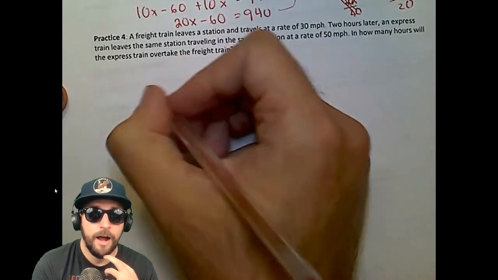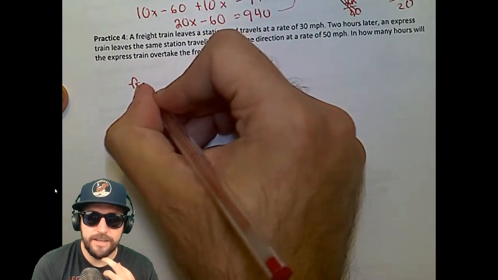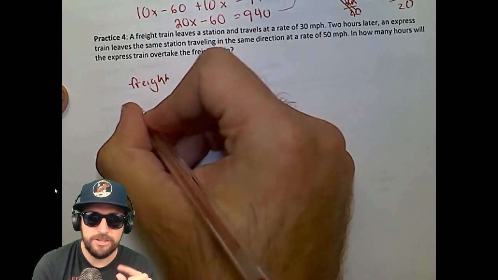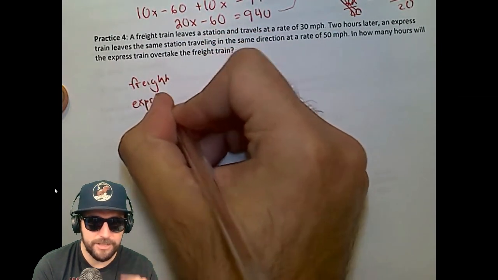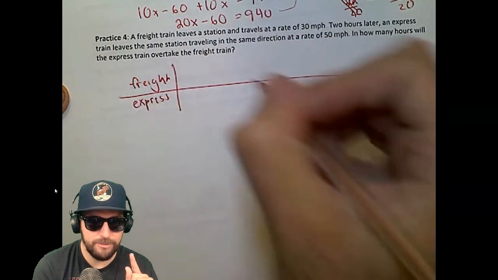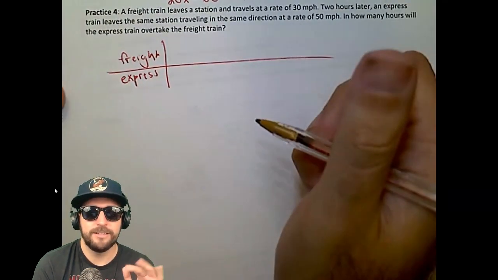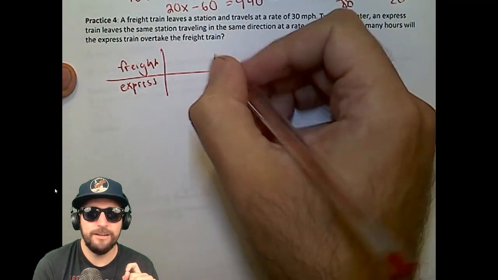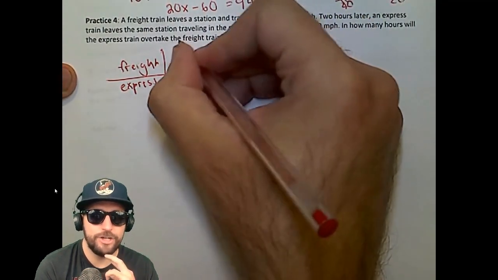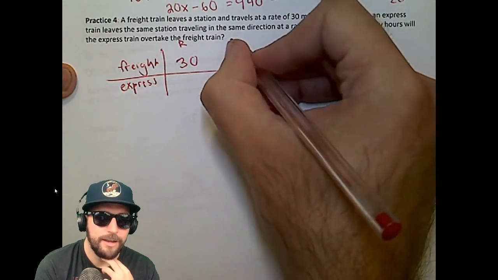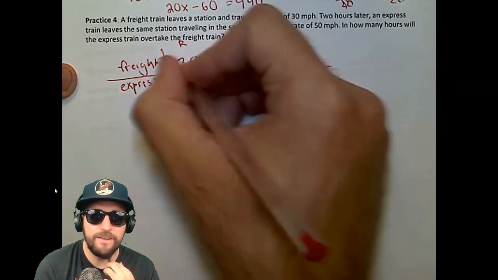We're golden. Freight train leaves the station at 30 miles an hour. 2 hours later, an express train leaves the same station, traveling in the same direction at a rate of 50 miles per hour. And how many hours will the express train overtake the freight train? All right, so we got a freight and an express. Express seems to go faster than a freight. It tells us their miles per hour. Freight was going 30 and express was going 50.